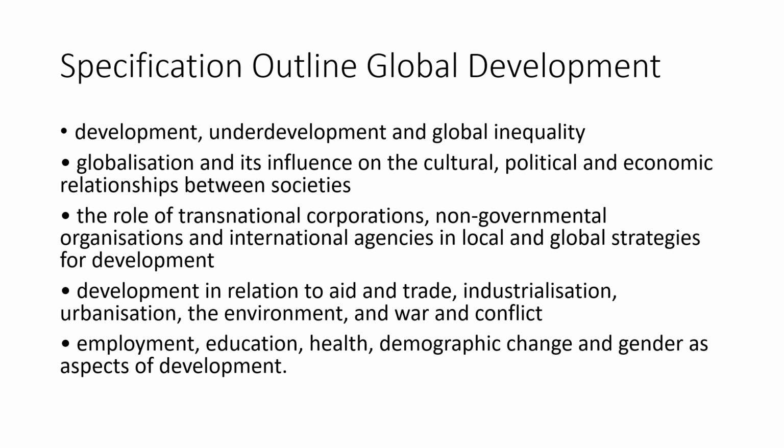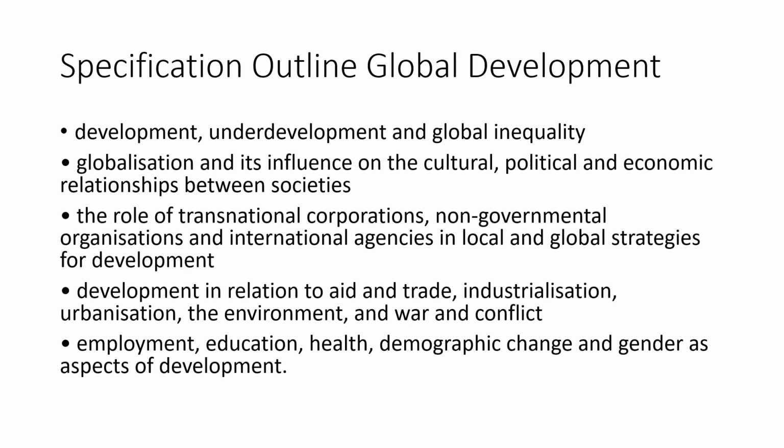Globalization has influence on the cultural, political, and economic relationships between societies. So we look at cultural globalization, political globalization, economic globalization. We look at some of the agencies that run through those: international governmental organizations, non-governmental organizations, TNCs, and the impact of those. We also look at the role of transnational corporations, NGOs, and IGOs in local and global strategies for development, and you will look at them from a modernization perspective, a neoliberal perspective, and also a Marxist perspective.